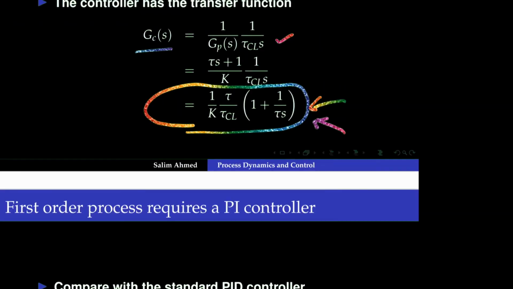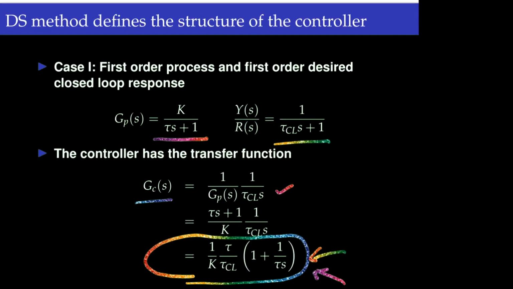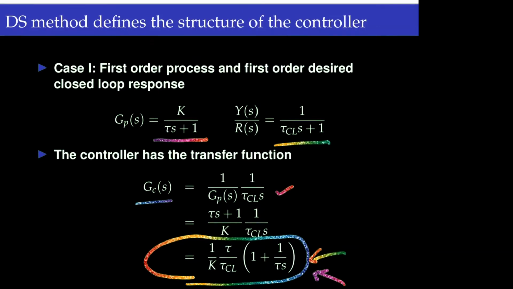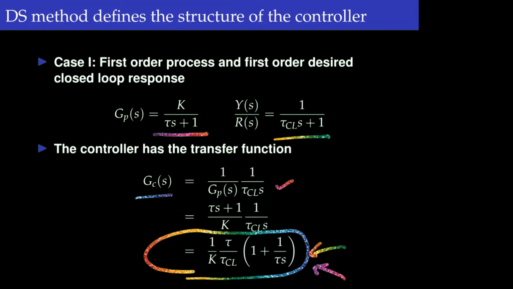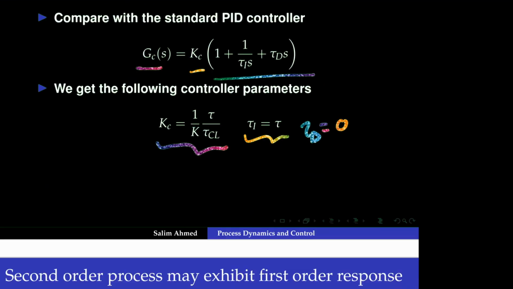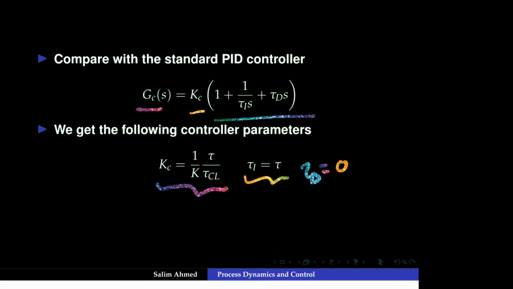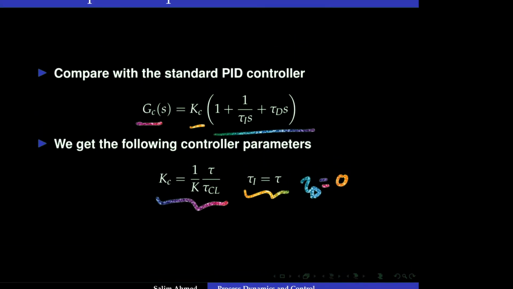So if we have a first order process and the desired closed loop response is also first order, we need a PI controller with the controller parameters Kc equals 1 over K times tau over tau cl, and tau I equals tau and tau D equals 0.